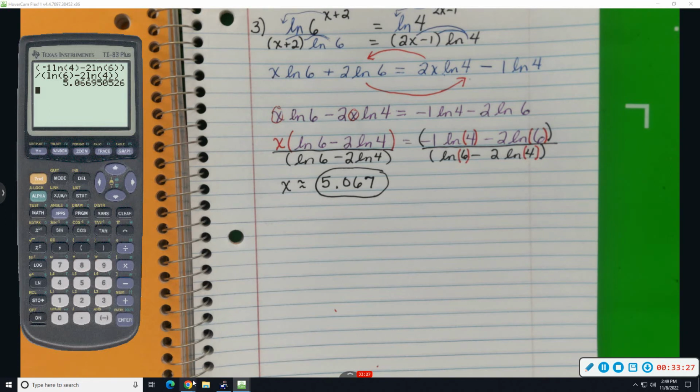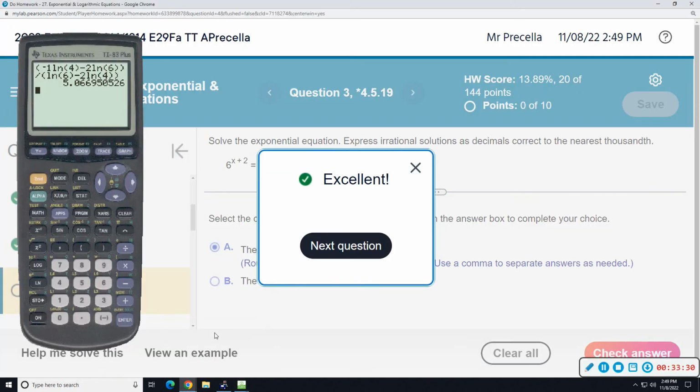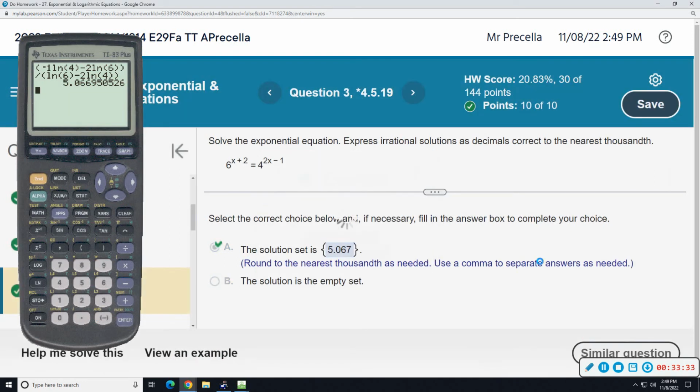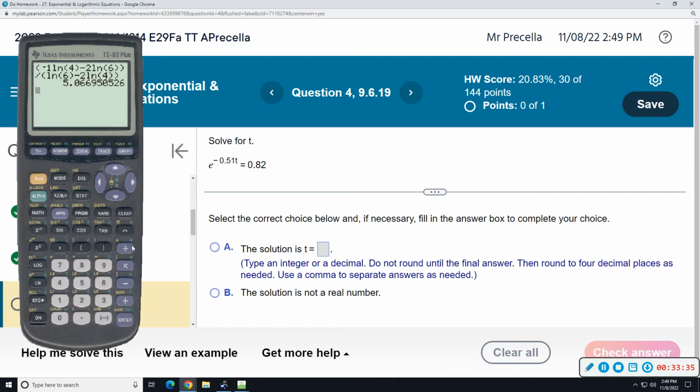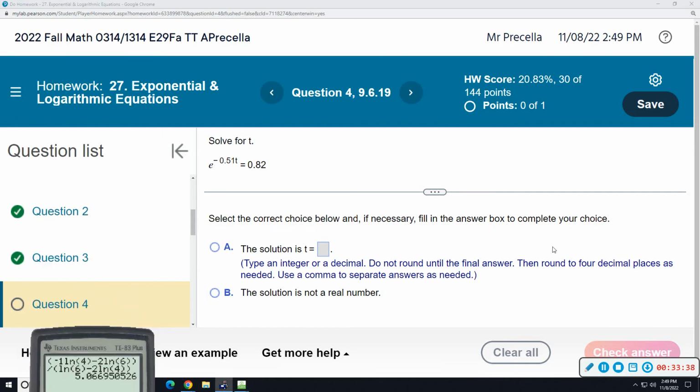Problem 4, at first glance you're going to think, oh wow, it looks even worse. But no, it actually isn't. Let me solve for t. And there is that irrational number e, 2.718281828. You're not going to do anything with that 2.71828. It's e to the negative 0.5t equals 0.82.